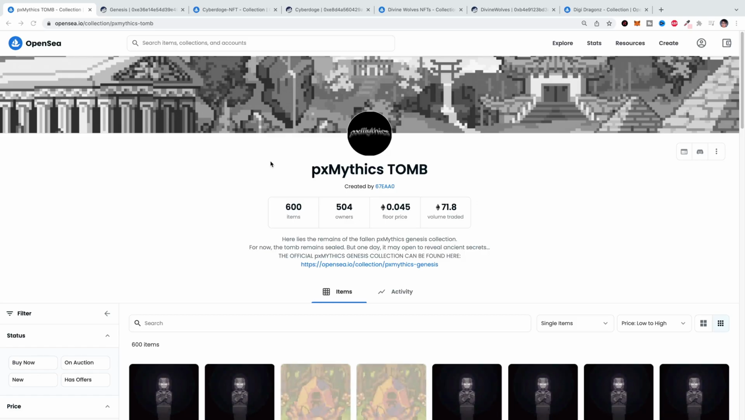So you would think a common problem like this would be accounted for by many developers who are creating these NFTs, but it's actually very common. And I've seen this happen in multiple hyped up NFTs, and the price just tanked when people were able to exploit this problem. So one example is Pixel Mythics.